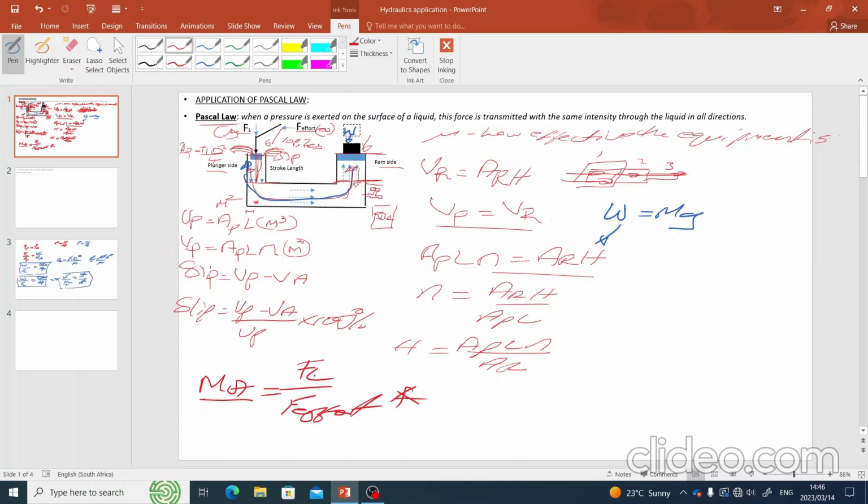Now, for us to be able, let's say, to calculate the MA, we first have to calculate the FL. How do we calculate the FL? It is W over FL equals big D squared over small d, and make FL the subject of the formula, then substitute it in this formula to calculate the MA.